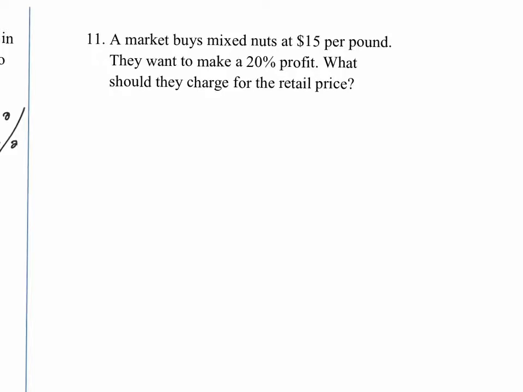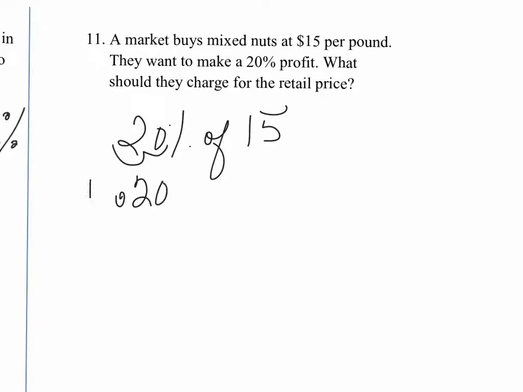Number 11. A market buys mixed nuts at $15 per pound. They want to make a 20% profit. What should they charge for the retail price? First, you need to find 20% of the $15. That's 20 hundredths or 2/10 of, meaning times 15.